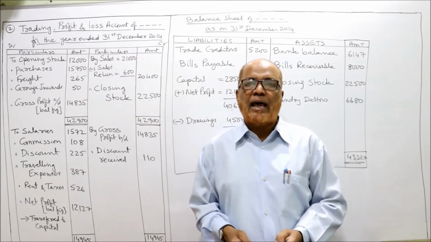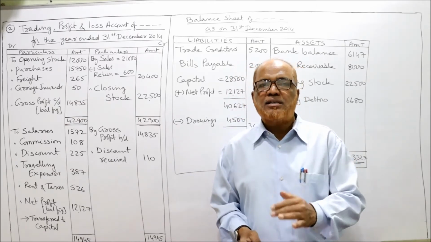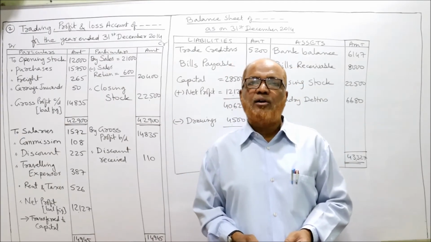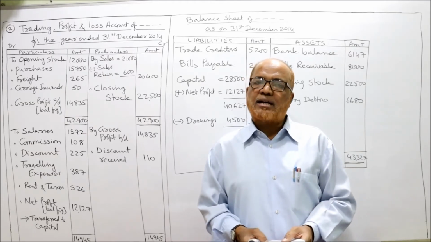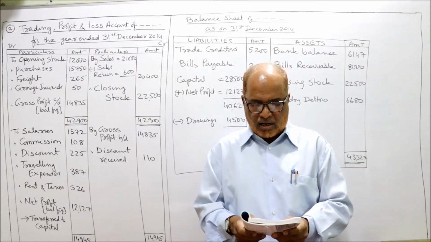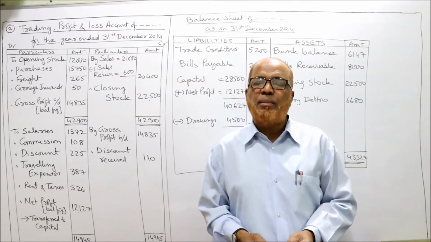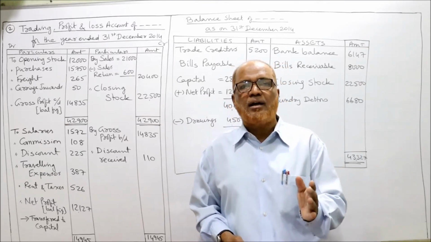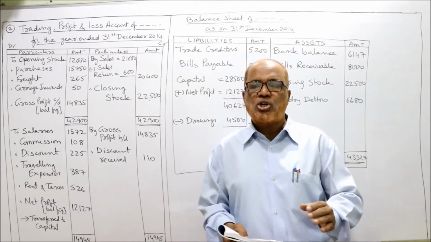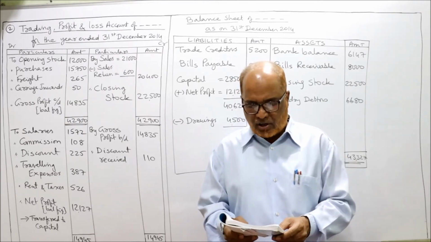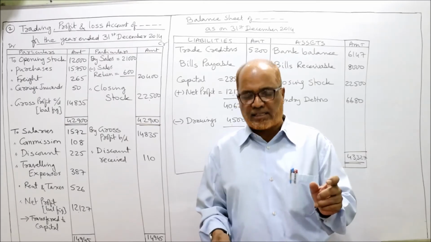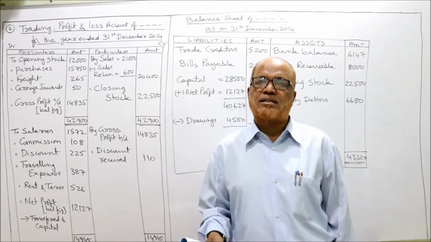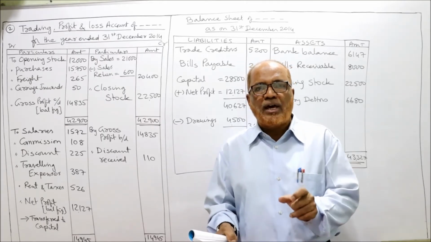Bills payable, liability. Sales, credit side of trading account. Carriage inward, debit side of trading account. Rent and taxes, debit side of profit and loss account. Traveling expenses, debit side of profit and loss account. Discount allowed, debit side of profit and loss account. Commission paid, debit side of profit and loss account. Sundry debtors, asset. Capital, liability side. Bills receivable, asset. That's all. I have explained to you where all the items will come.